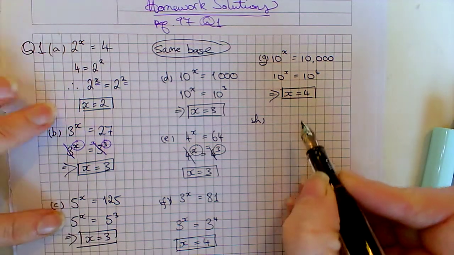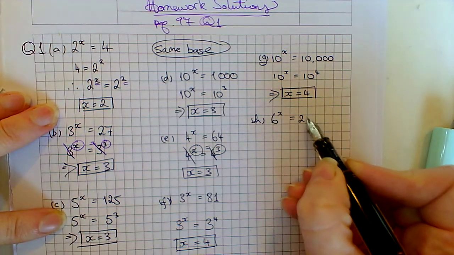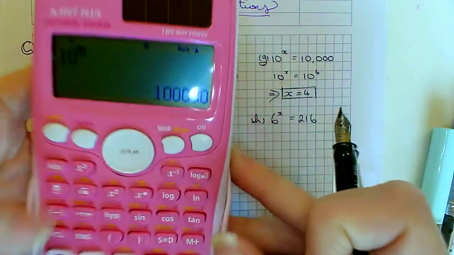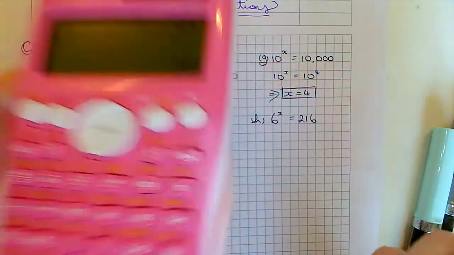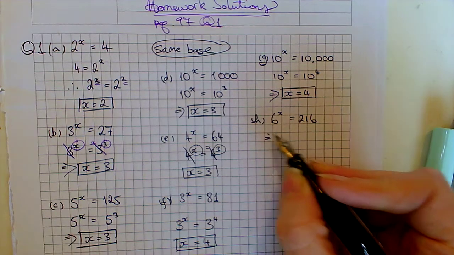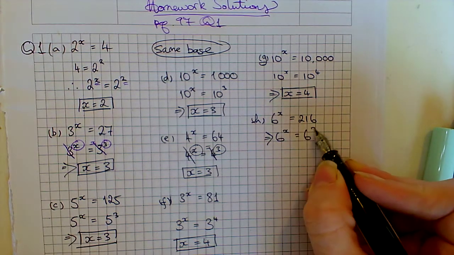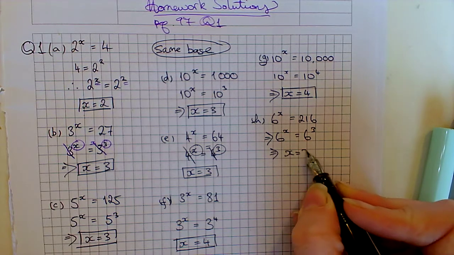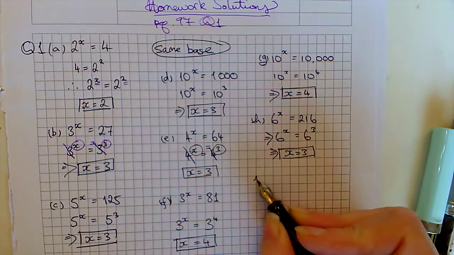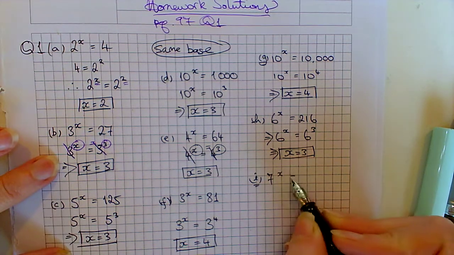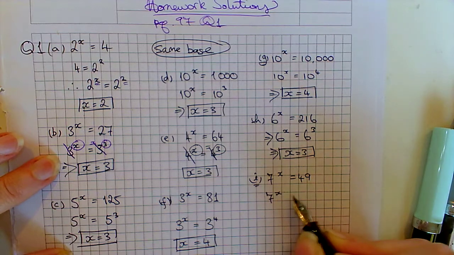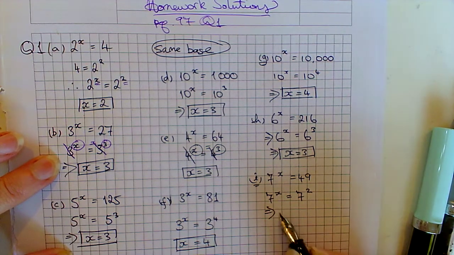Part H, 6 to the power of x is equal to 216. So this was out of the first 5 cubes that I said you should learn, but might it be 6 cubed? It is, okay? It's usually what you think it's going to be. So that means 6 to the power of x is 6 cubed, and so x is equal to 3. Part I, 7 to the power of x is equal to 49. This is one we should know. So 7 to the power of x is 7 squared, which means x is equal to 2.